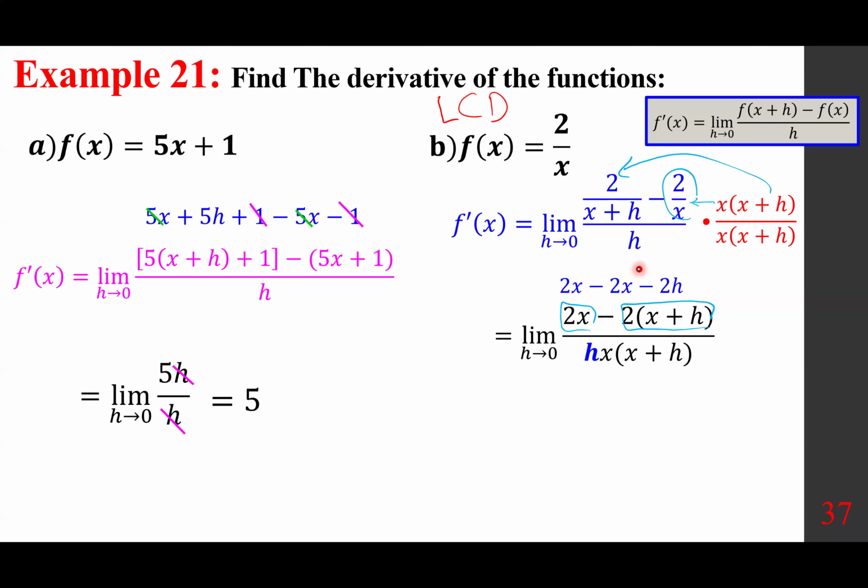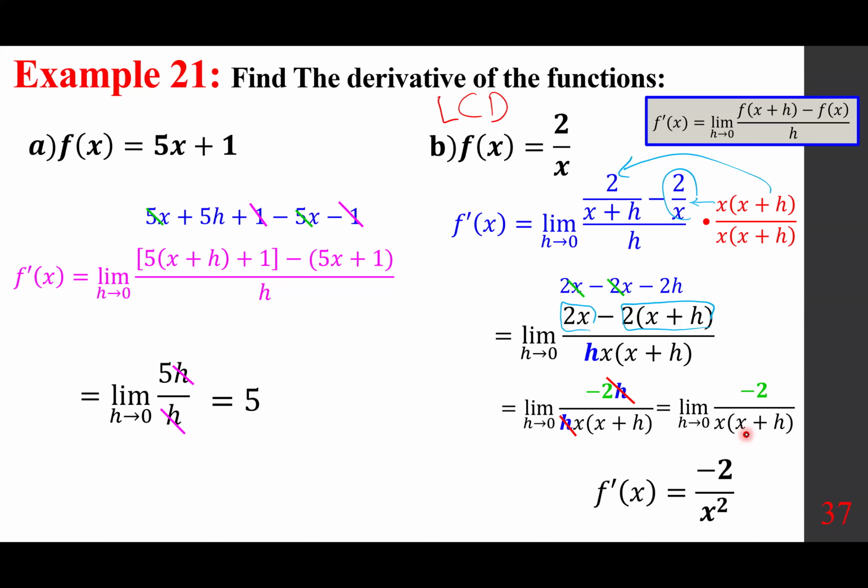2x and minus 2x cancel each other. And now we are left with negative 2h in the numerator. Remember, the problem is always the h in the denominator. Now we have a way to cancel it out. So we get the limit of negative 2 over x times (x plus h) as h approaches 0. And now when you replace it, you get x here. X times x is x squared. The answer is negative 2 over x squared. F prime of x is negative 2 over x squared as the final answer.